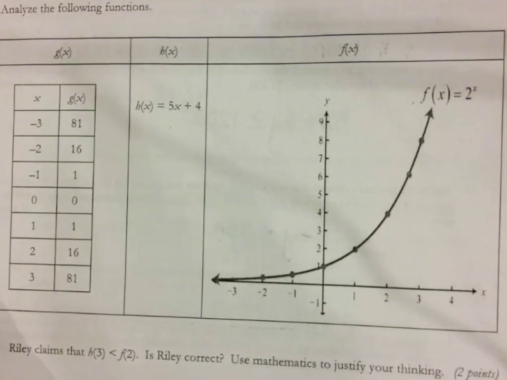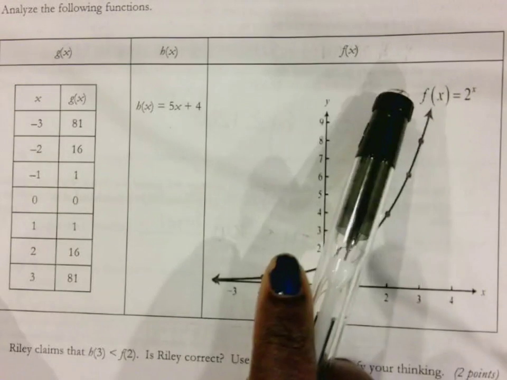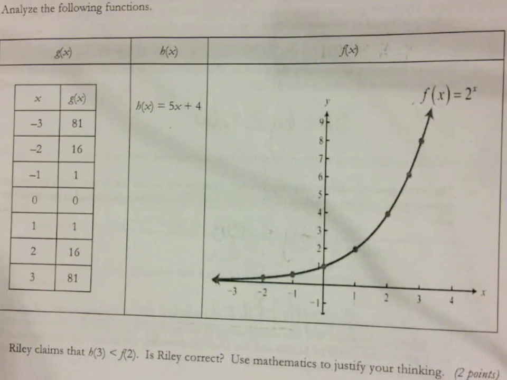All right, so I've got 3 functions. I got a g function. Boom. I got an h function. Boom. I got an f of x function. Boom. My g function was given as a table, my h function was given as an equation, and my f function was given as a graph. They also gave me the equation, but pictures are so easy to read, so I like the graph.